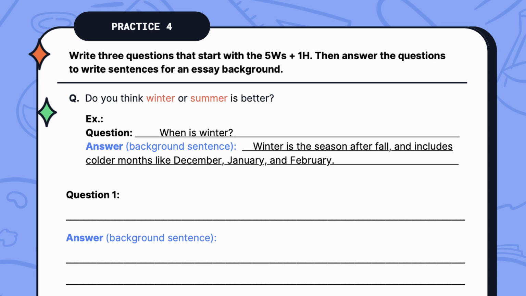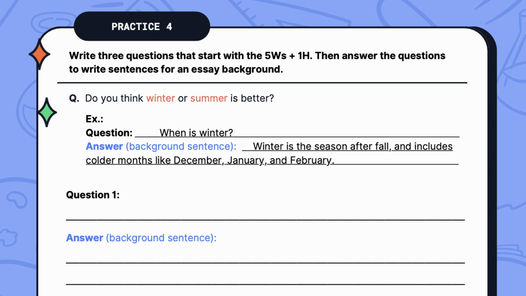Write a question word for question 1, then answer it for the answer. This will become your first background sentence. Then write a question for question 2. Your answer to the question is your second background sentence. Then write a question for question 3. The answer to this question will be your third background sentence. Remember, you should always answer the question, do you think winter or summer is better? Winter or summer is going to be the main topic of your essay. You will use these background sentences again in Workshop 5.